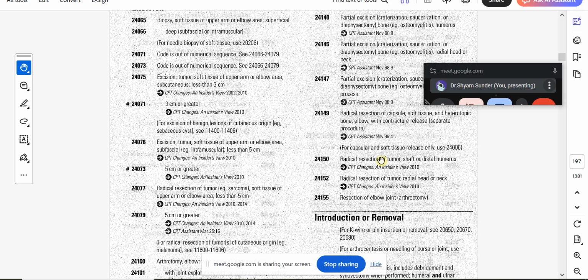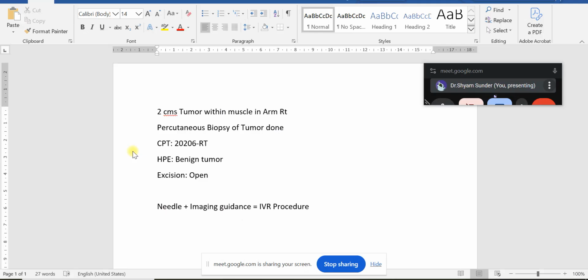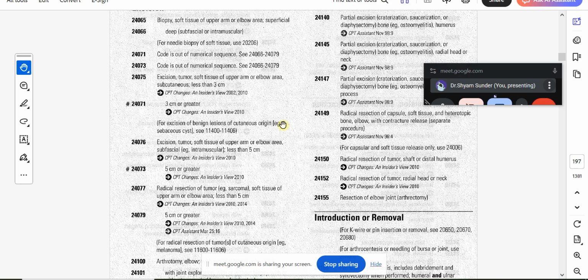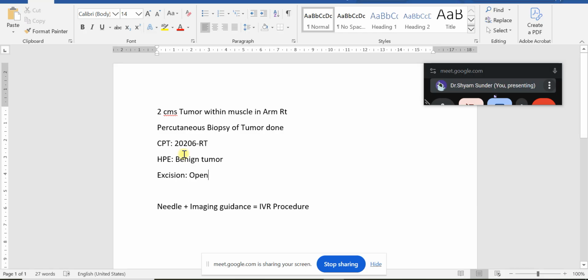Less than 3 centimeters, we have two codes, 24075 and 24076. Because we choose subcutaneous, the first one. We have to see where the tumor is. It is a 2 centimeter tumor within the muscle. So if it is within the muscle, examine these two codes carefully, 24075, 24076. So this is intramuscular, right? Subfascial or intramuscular. This is within the muscle. So your code is 24076.